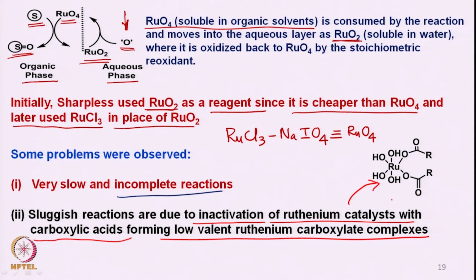Such kind of complexes with the carboxylate reduce the activity of the ruthenium catalyst, and therefore the reactions are slow and incomplete.